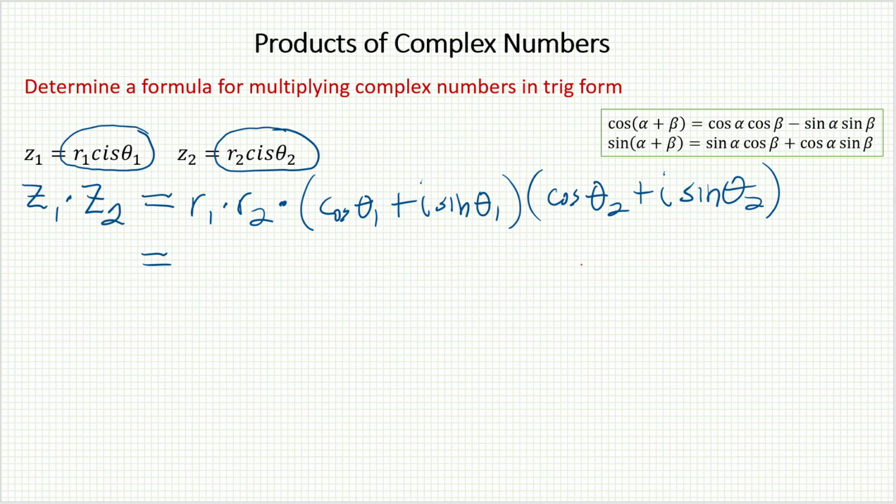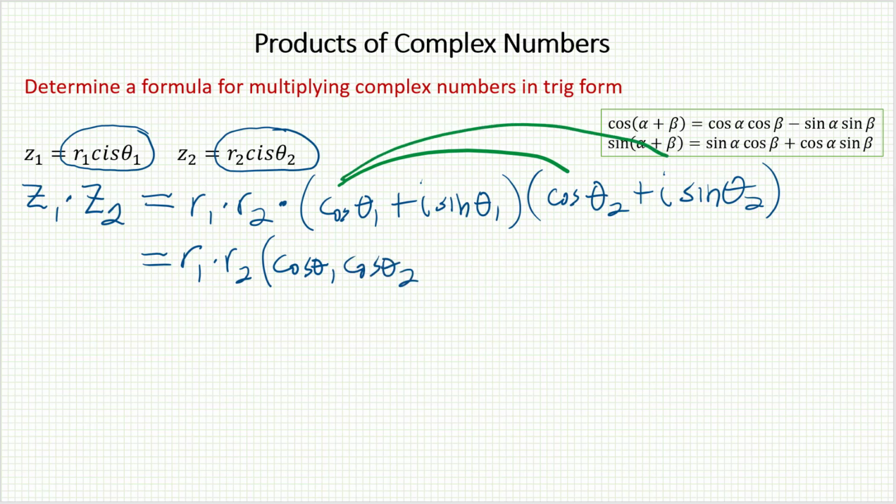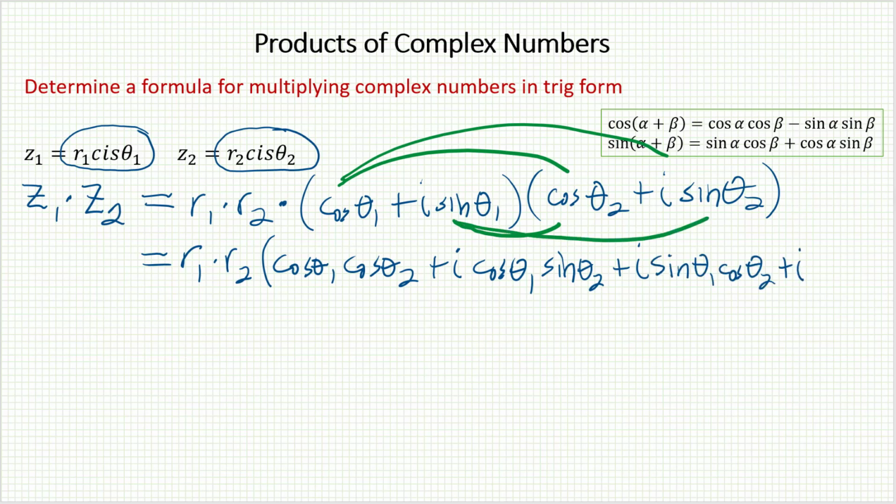Well, it looks like what I've created there is a FOIL problem, and that's exactly correct. So let's go ahead and FOIL this thing out. From the first, I'll have cosine theta 1 and cosine theta 2. From the outer, plus i times cosine theta 1 sine theta 2. Inner looks like plus i sine theta 1 cosine theta 2. And then the last is i squared, i times i, sine theta 1 sine theta 2.